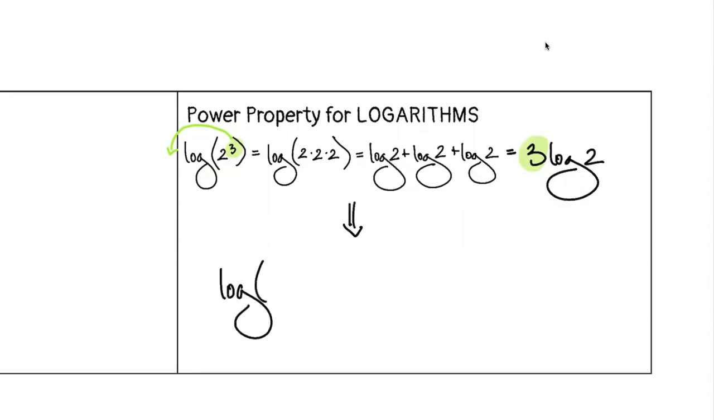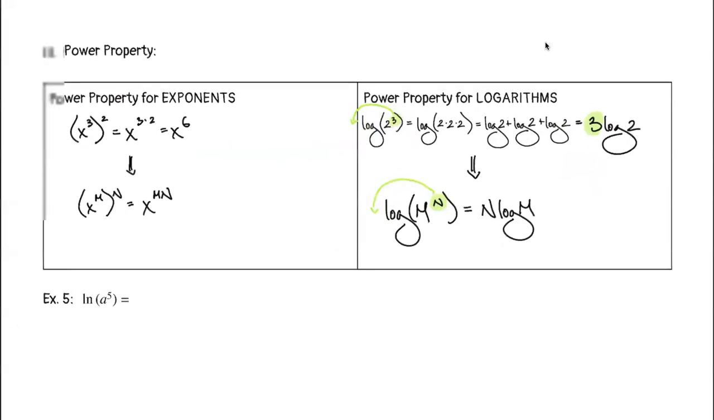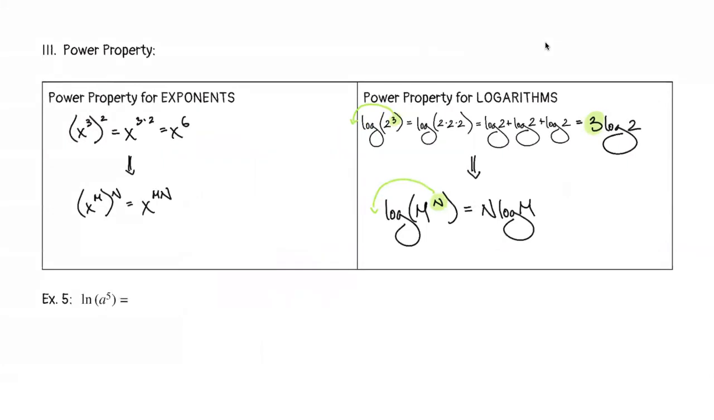Now, if we generalize this, log of m to the power of n, this exponent comes down as a constant, and I could write this as n log m. Okay. So the power just means we're repeating that process however many times. And then when we combine our like terms, we end up with that coefficient in the front. Okay.